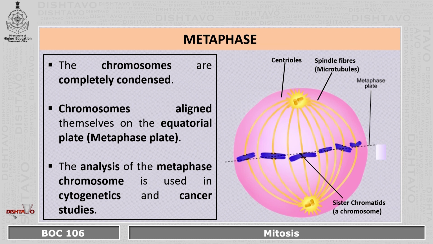The next phase is the metaphase, in which the chromosomes are condensed and align themselves in the equatorial plane, that is on the equatorial plate, also called the metaphase plate. The analysis of the metaphase chromosome is used in cytogenetics and cancer studies. The figure shows that the chromosomes align themselves on the equatorial plate, that is the metaphase plate.